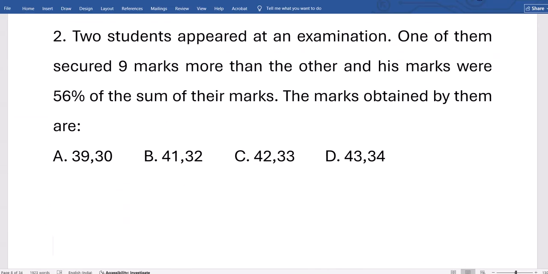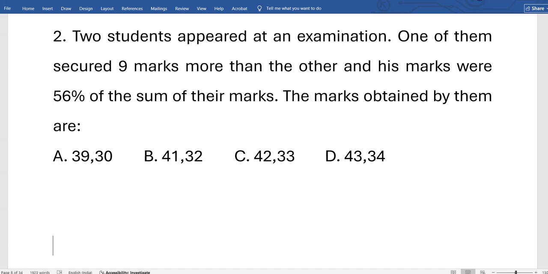again, percentage related. Two students appeared at an examination. One of them secured 9 marks more than the other, and his marks were 56% of the sum of their marks. Two students, let's say X and Y. X is 9 more than Y, and the same X is 56% of X plus Y. Now we have to find the marks obtained by them.